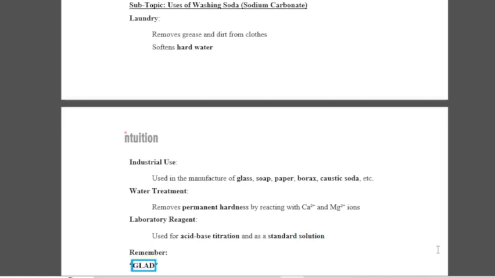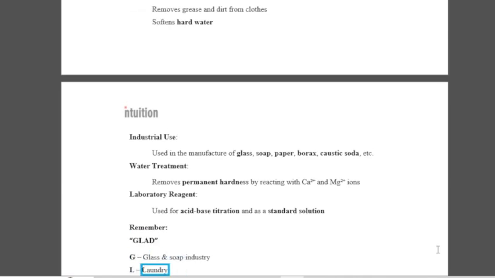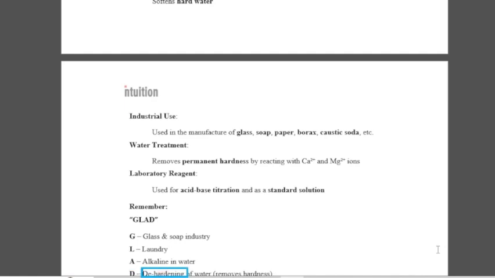Remember, GLAD. G: glass and soap industry. L: laundry. A: alkaline in water. D: dehardening of water, removes hardness.